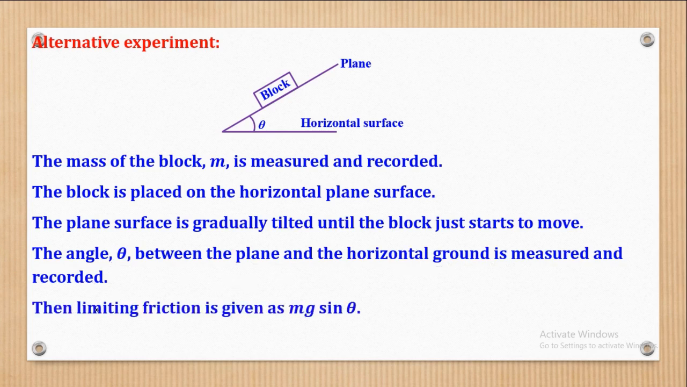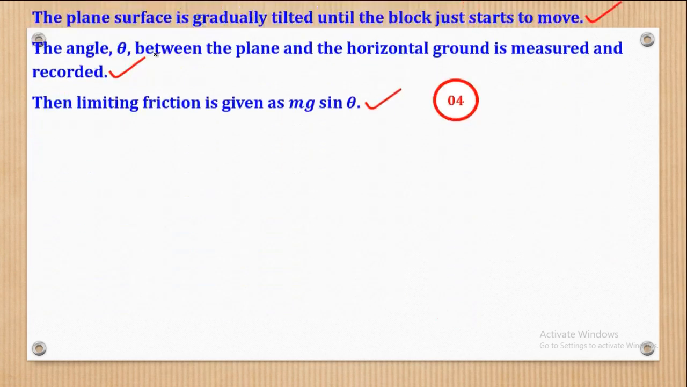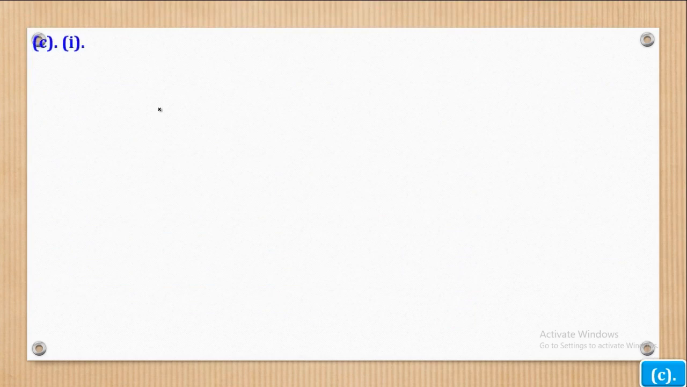Then we shall conclude that the limiting friction is given as mg sine theta. Remember, they only wanted limiting friction. Some students went further to get the coefficient of friction, which is not required. So that is how the 4 marks would be awarded for this alternative experiment. So that was part B. Now we shall go to part C.